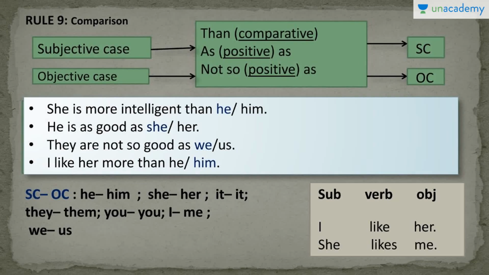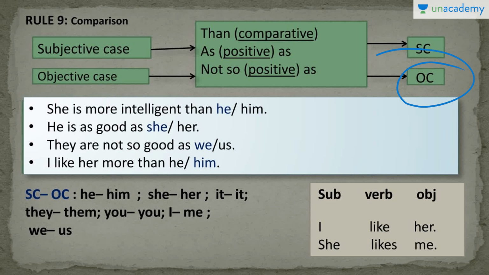I have covered 8 rules so far. Here comes the ninth one. This is about when we compare two people, things, etc. Whenever for comparison you use any of these, than, as, not so as, make sure that if these are preceded by the subjective case of a pronoun, they have to be followed by a subjective case only. And if these are preceded by an objective case of a pronoun, they've got to be followed by an objective case of a pronoun only.